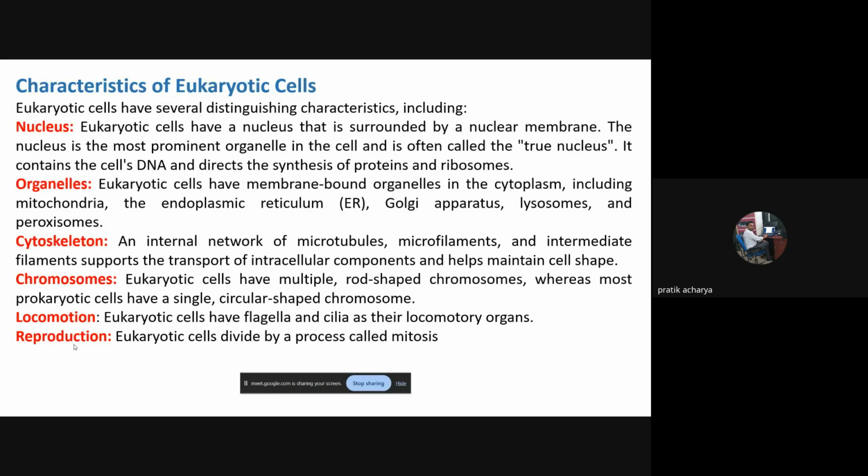Flagella and cilia, if they are present, these structures have a 9+2 arrangement of microtubules. That means microtubules are arranged in that 9+2 manner. So these are different important properties of eukaryotic cell. Along with that, locomotion is another important property of this eukaryotic cell. Already we have discussed flagella and cilia. They are the locomotory organs. This locomotory organ helps in the movement of eukaryotic cells.